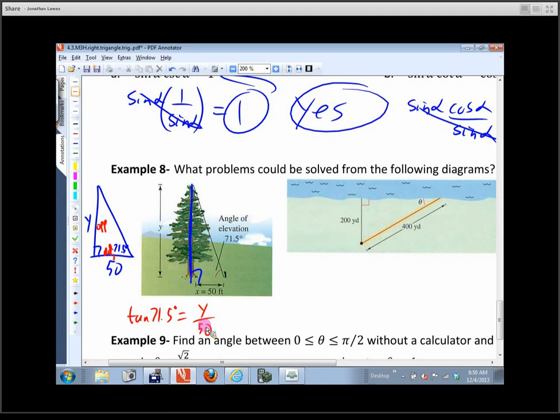Could we take that and solve that for what y is? Sure. Times both sides by 50. You'd need a calculator to get the actual answer. By the way, do you expect an answer for y that's bigger or smaller than 50? Bigger. Why? How come? Because this angle is bigger than 45. That's going to make the opposite side bigger than the adjacent side. Okay?